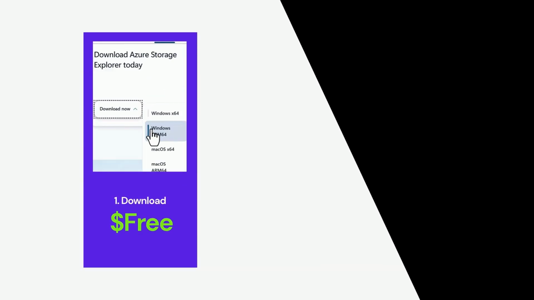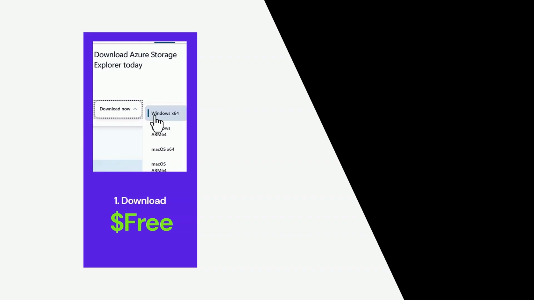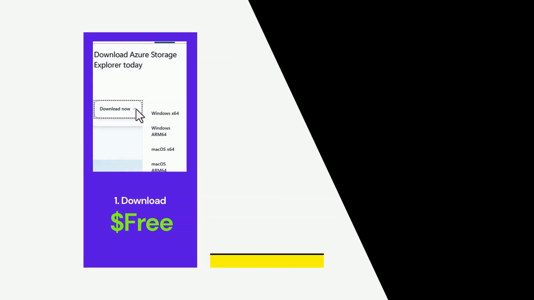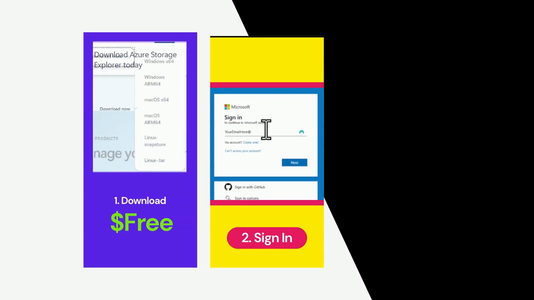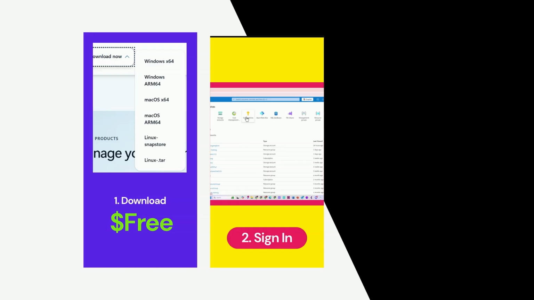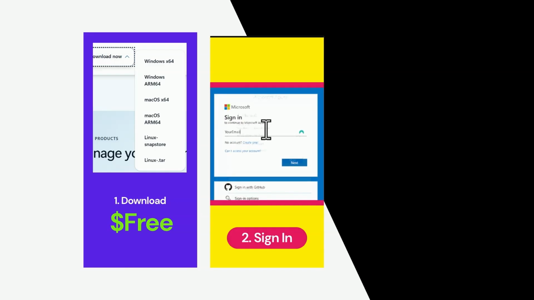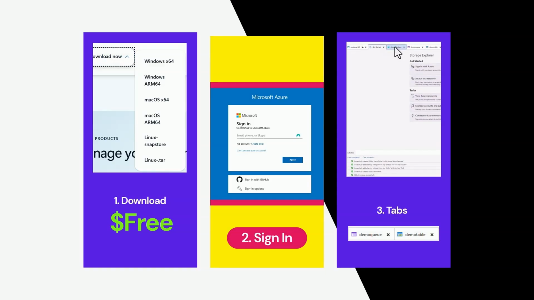How do you get started? 1. Install Azure Storage Explorer. Download the app for your operating system from the official Microsoft website. 2. Sign into Azure. Use your Azure account credentials to connect to subscriptions or individual storage resources. 3. Explore your storage account. Navigate through your storage accounts using the Explorer tab to view containers and blobs.